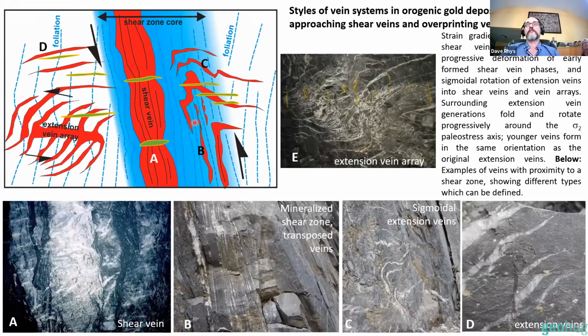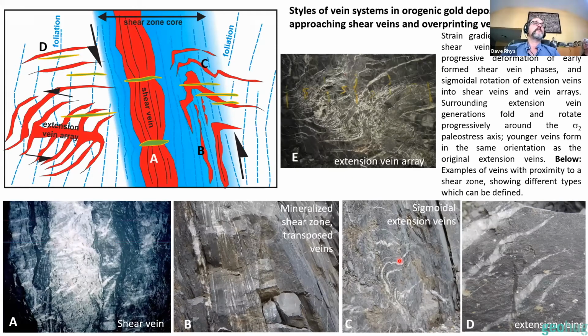And that progressive deformation is exhibited by these sigmoidal forms you see here of the extension veins that come into that shear zone. So it's very important to recognize these features because it tells you you're approaching the core of a mineralized structure. The density of these veins tells us something potentially about the bulk tonnage grade. You can model densities of these veins.